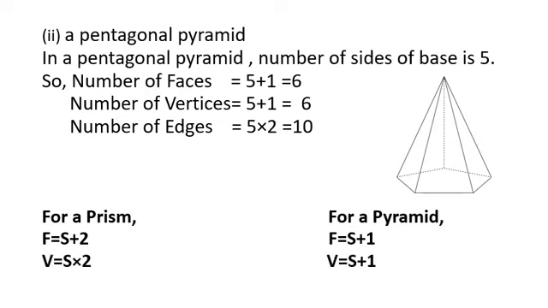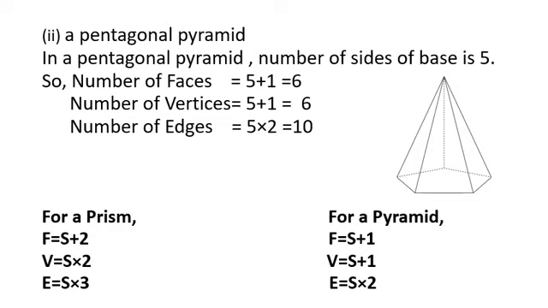Then to find vertices, in a prism you are supposed to multiply the number of sides by 2, and for a pyramid you need to add 1 to the number of sides of the base. To find the number of edges, for a prism you multiply the number of sides of the base by 3, and for a pyramid you multiply the number of sides by 2. I hope with this given table for a prism and pyramid, you are supposed to learn this table, and this will help you to find the number of faces, vertices and edges for a prism and for a pyramid.